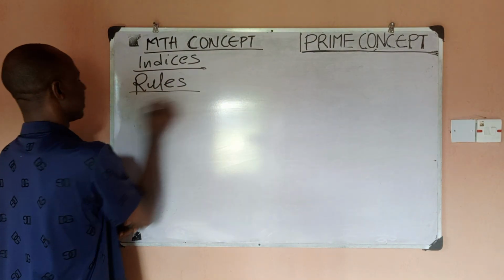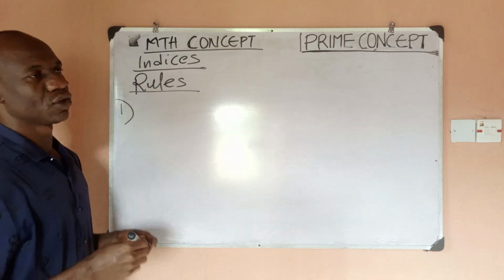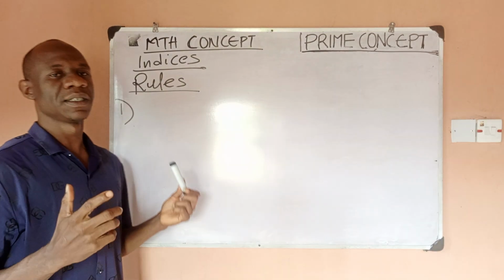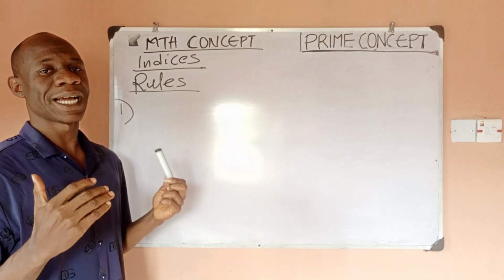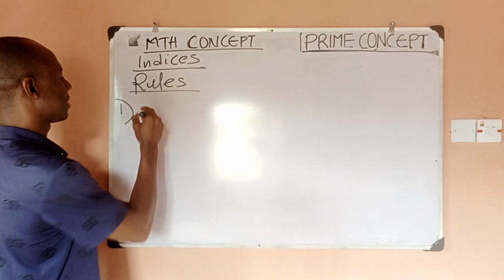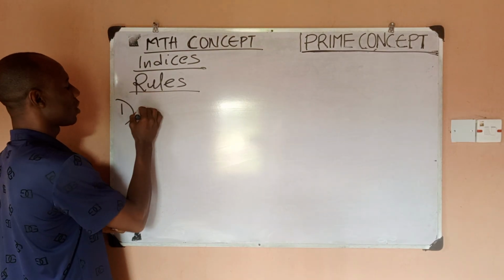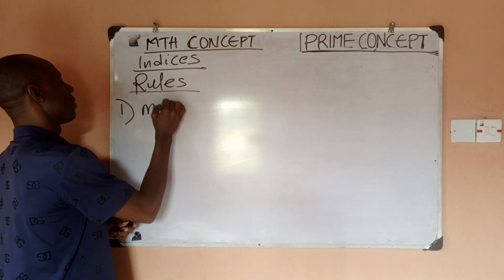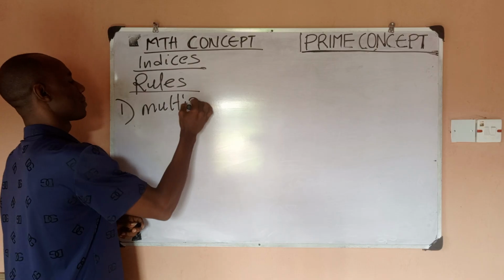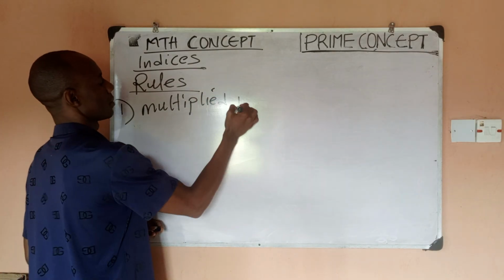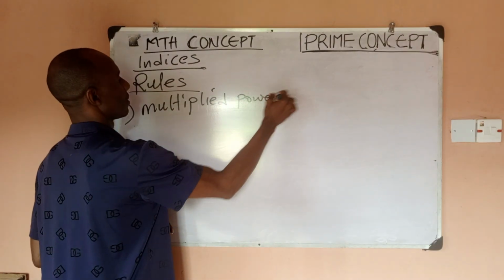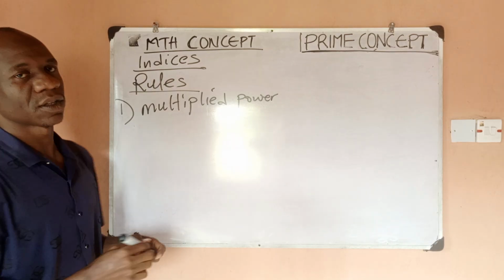the rules in indices. So number one rule we want to consider is the multiplied power rule. Multiplied power, or you call it product of powers.